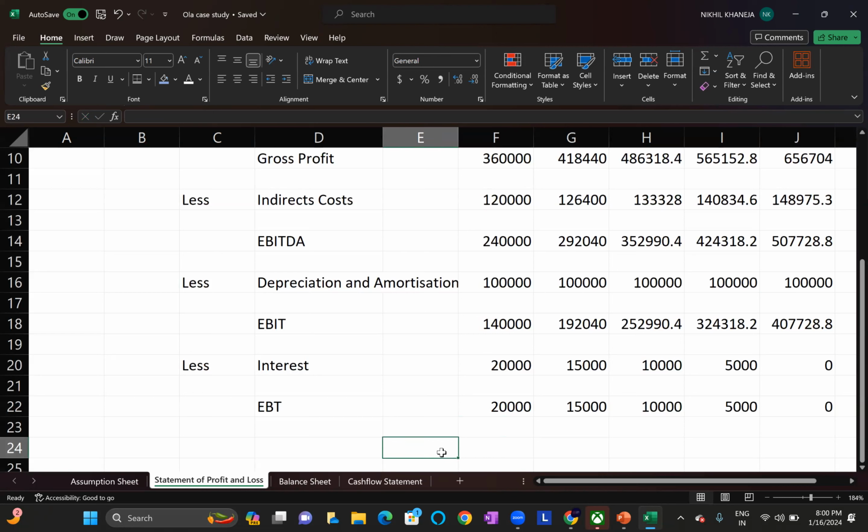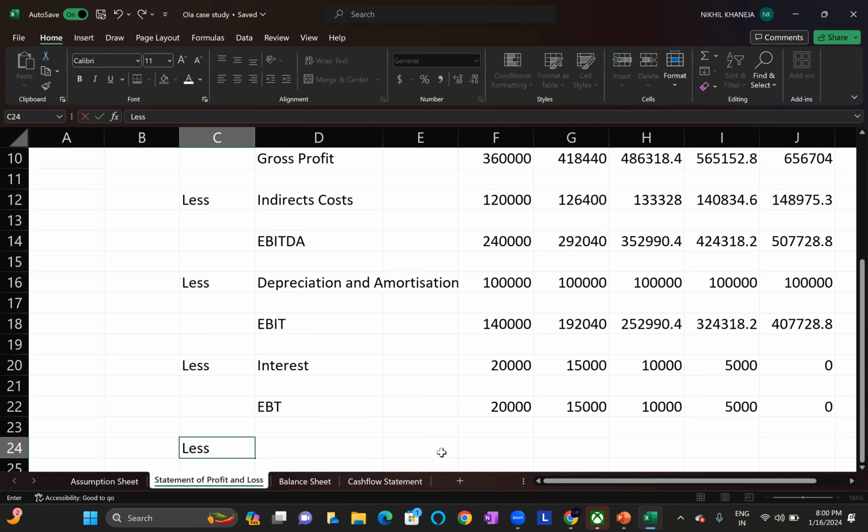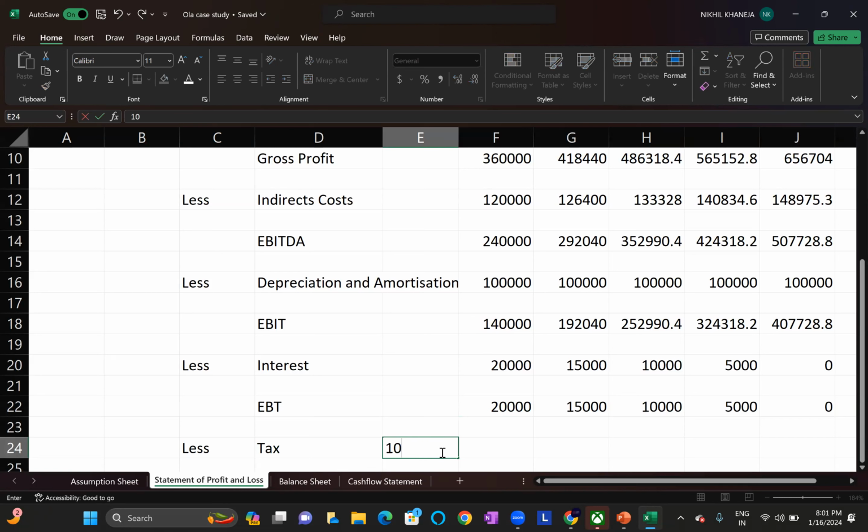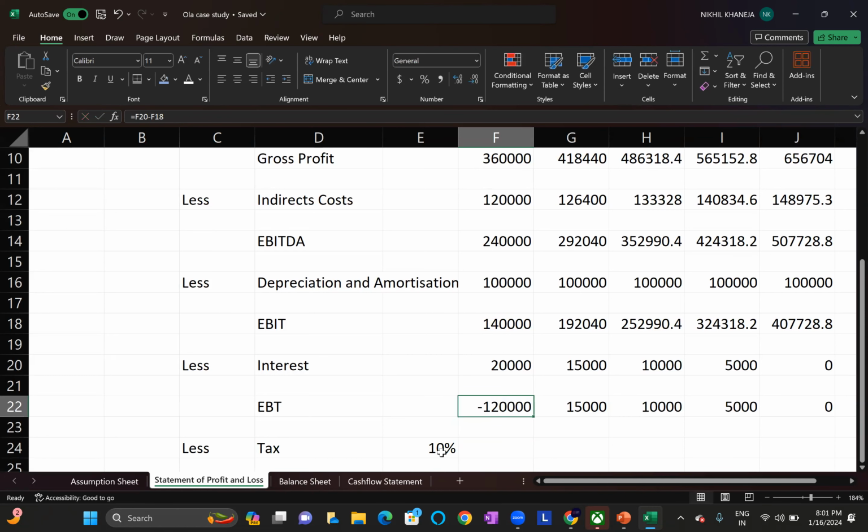Now only tax amount is yet to be deducted. I will reduce tax from EBT. How I'll be calculating tax? It is 10%. 10%. On 20,000, I need to calculate tax. There is a problem. I will reduce this out of this. Okay. Control C.